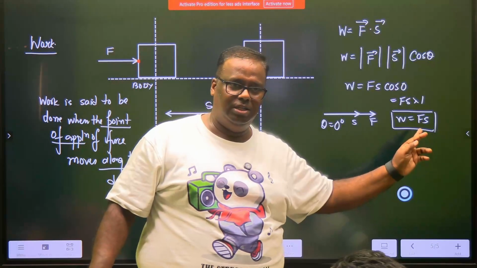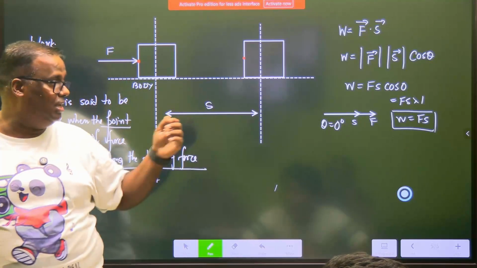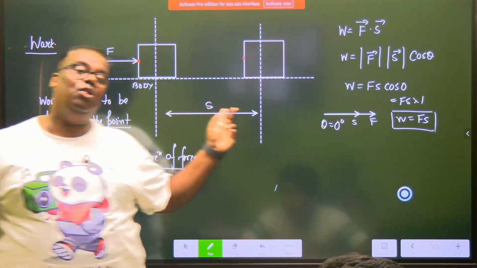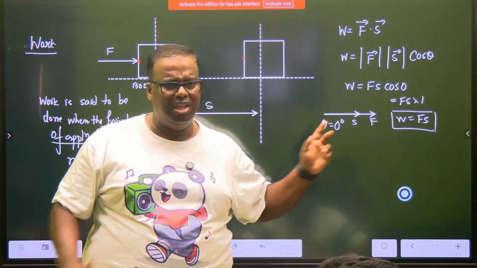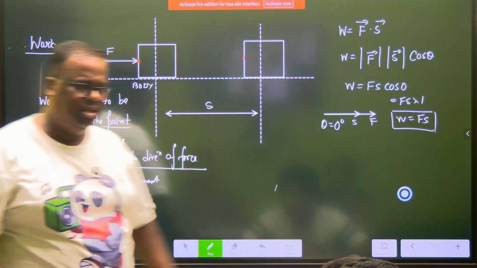समझ में आ रहा है? And this is a typical condition when the force is along the direction of displacement. अब दूसरा चीज देखते हैं. दूसरा चीज.